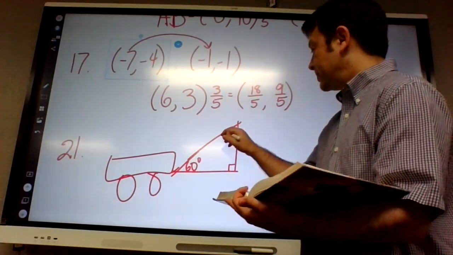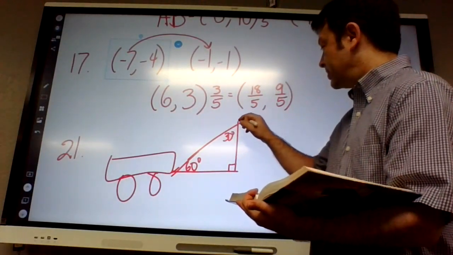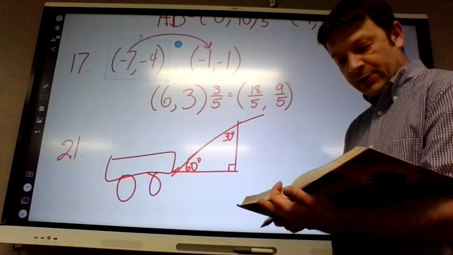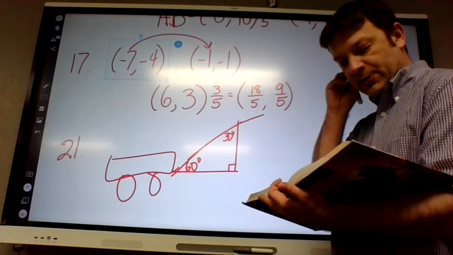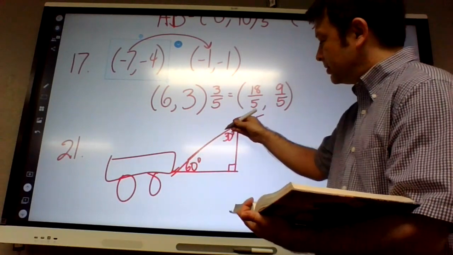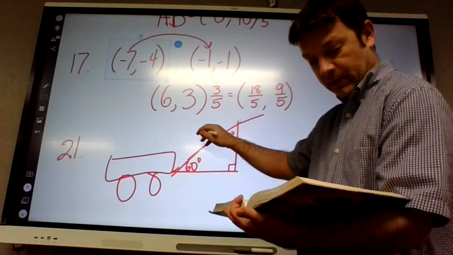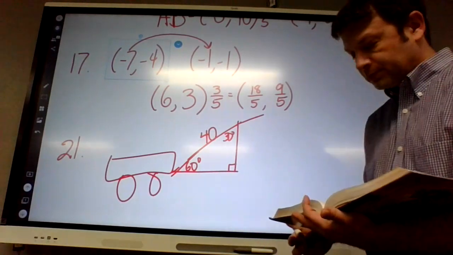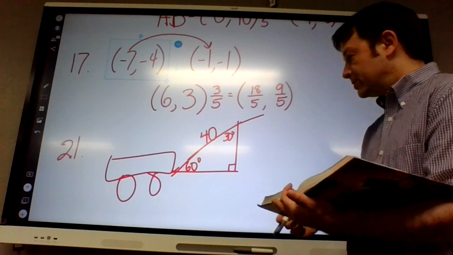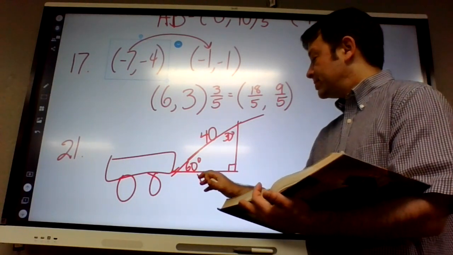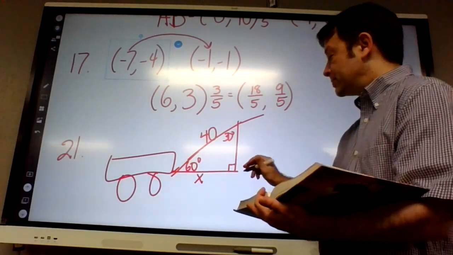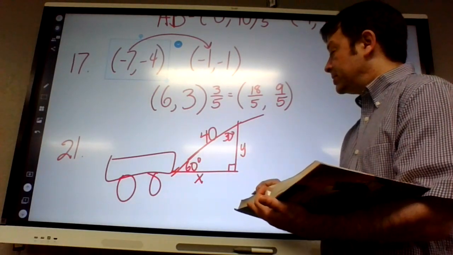So anyway, that'd be a 30. This is the person's hand. Okay, if the pulling force is 40 pounds in the direction of the rope, you're pulling this way. So that would be your 40 pounds. And the horizontal and vertical components is what we're looking for. So how much force is being directed in the X direction? That's the horizontal force. And how much force is being used in the Y direction?